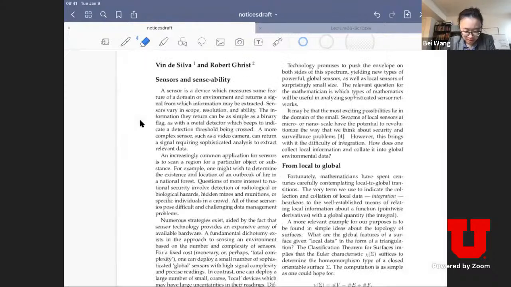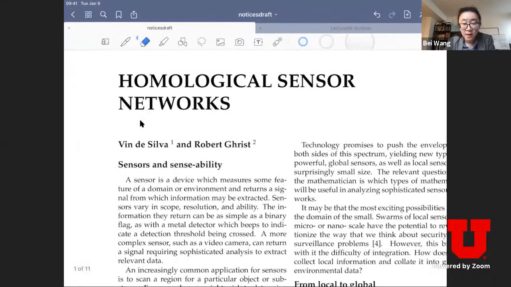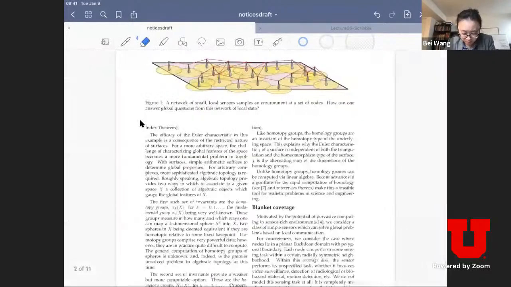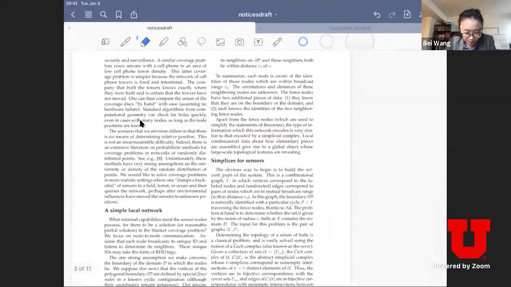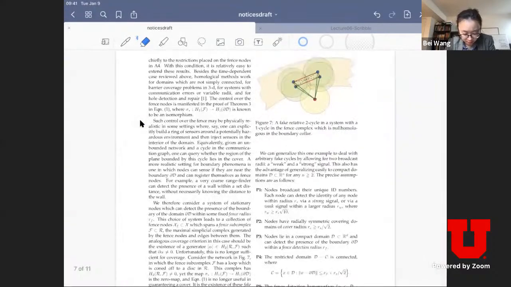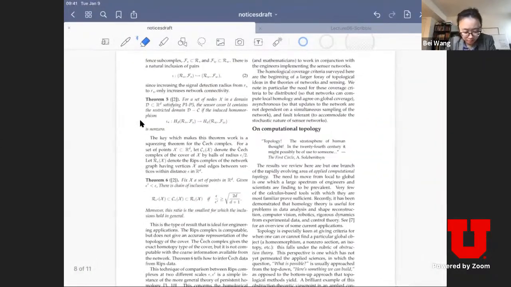I'm just going to zoom in. It's by two of the researchers, really some of those folks that pioneered this area of using homological notions to study sensor network coverage. Okay, but the specific theorem in this paper that is most important to the result I discussed earlier is what's called Theorem 5.